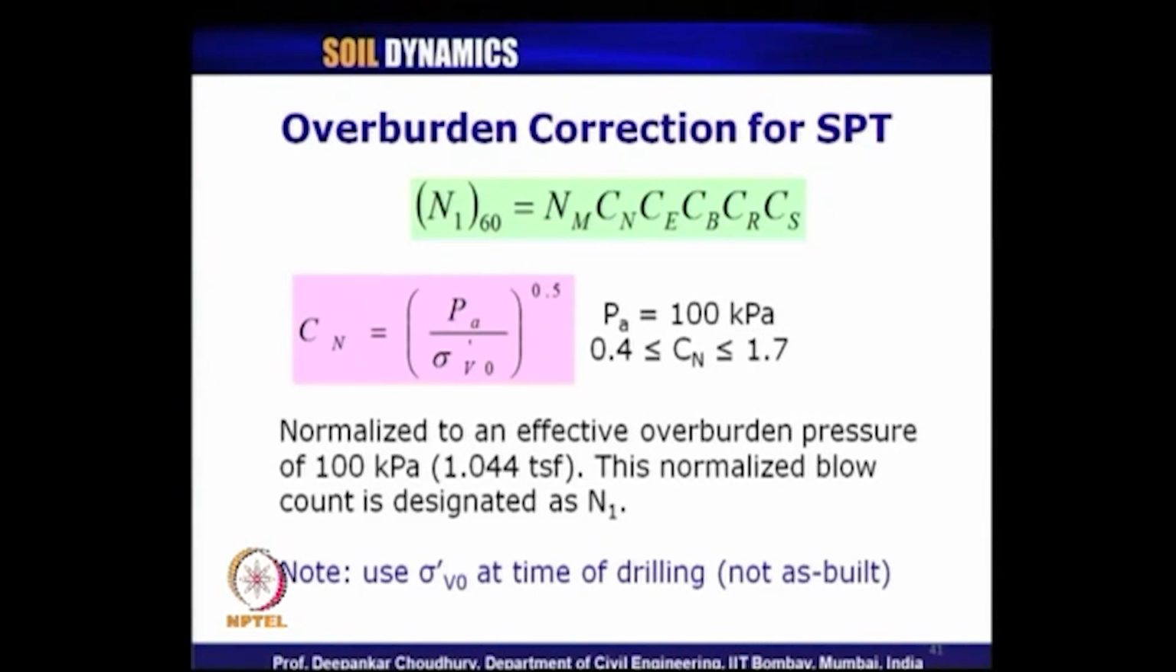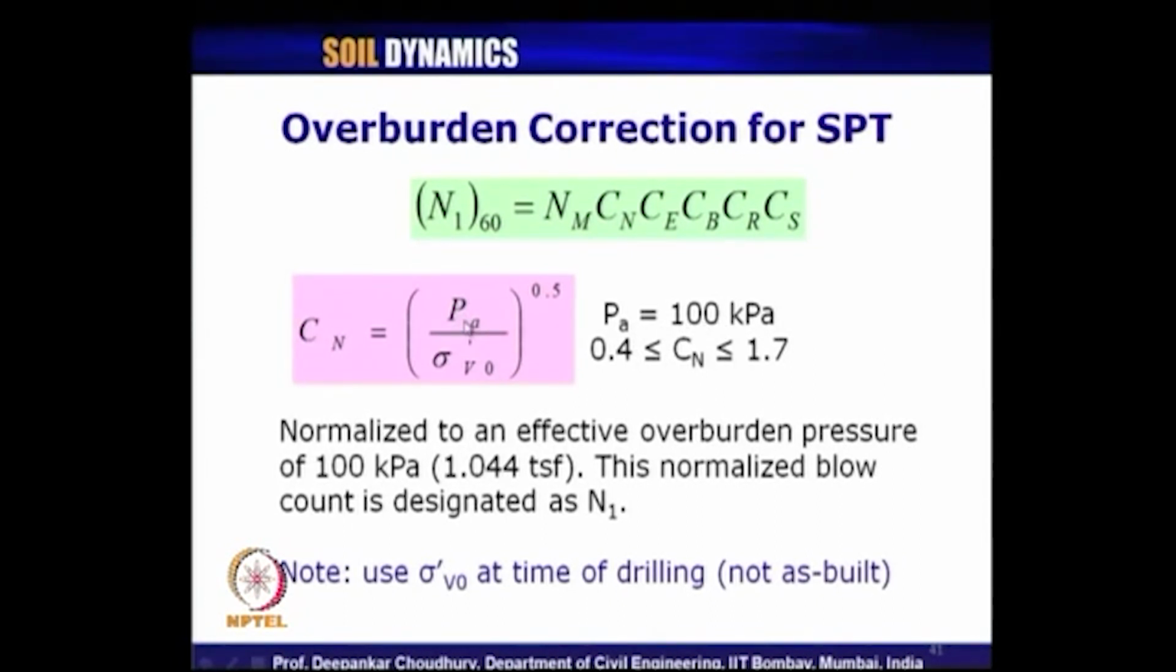For all overburden corrections, irrespective of the type of test or calculations, as you have seen till date, we do the standardization or referencing with respect to 100 kPa or 1 atmospheric pressure.